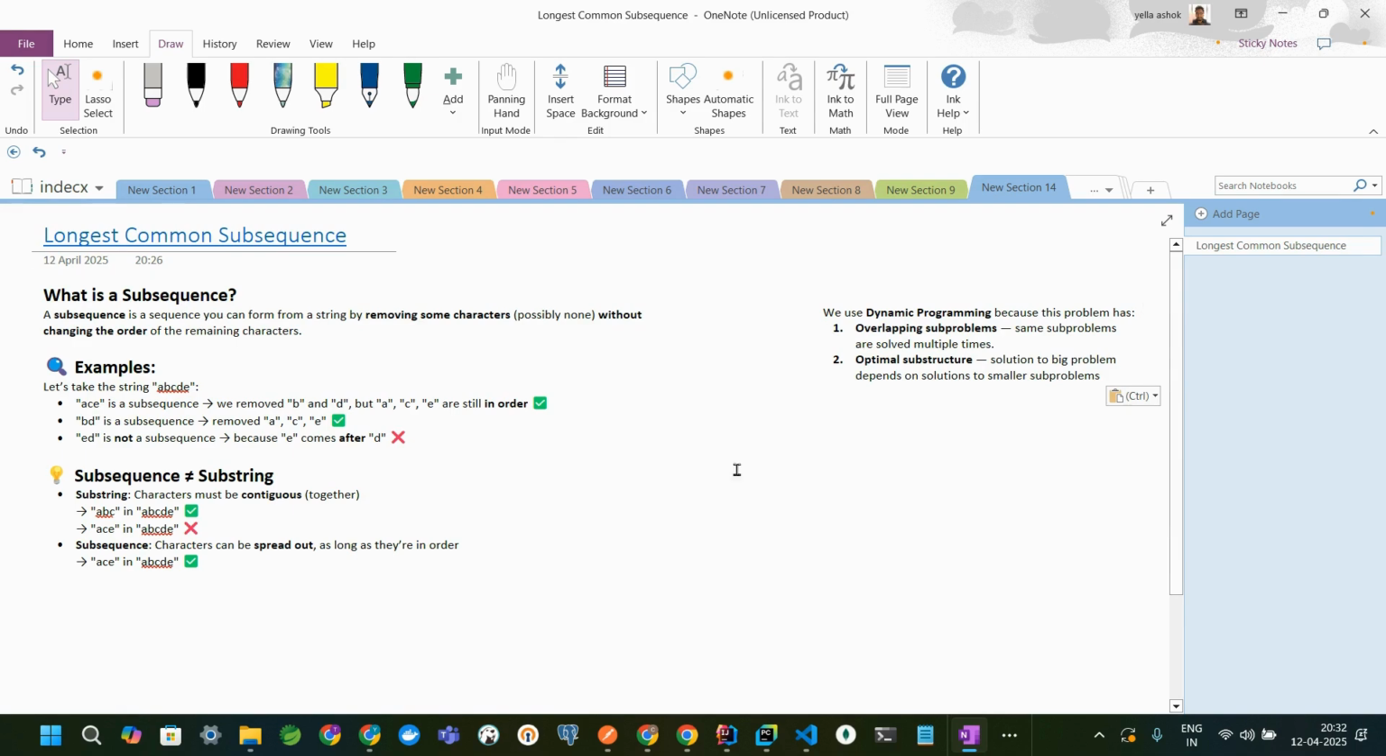For this problem the brute force will be exhaustive, so we use dynamic programming, because this problem has overlapping subproblems. Same subproblems are solved multiple times, and we have optimal substructure. The solution to the big problem depends on solutions to smaller subproblems.